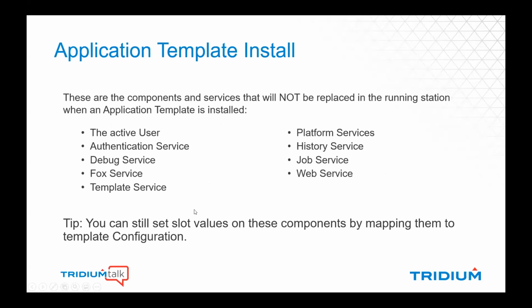Here's a list of the components that are not replaced when you install an application template. You'll understand most of these are because you're working with a running station here, and some things can't be changed in that station. So we don't replace the active user, and we don't replace some other critical services that keep the station running. But beyond those, everything else in the station is removed when an application template is installed and replaced with the components of the application template.